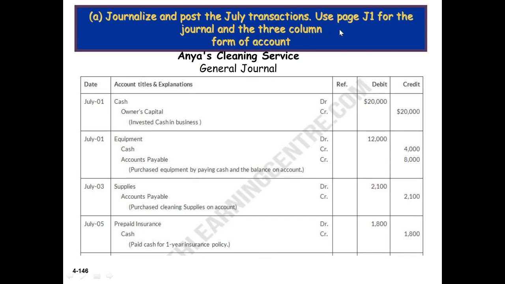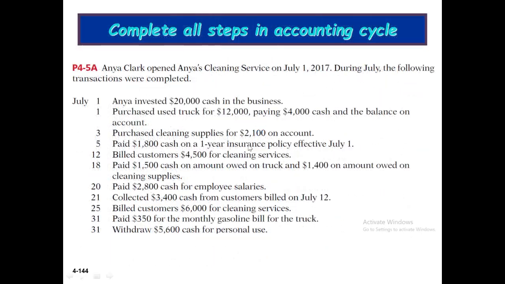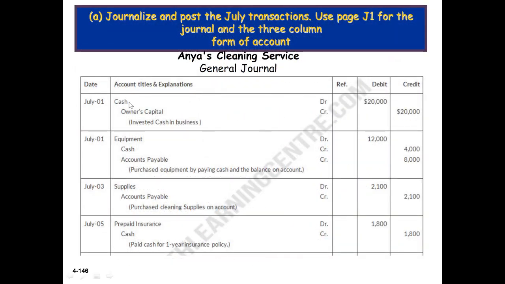Journalize and post July transactions in Anna's Cleaning Service journal. The first one: cash debit, owner's capital credit. So here, look, Anna invested 20,000 cash in the business. For this, the journal will be cash debit, owner's capital credit. Number one.